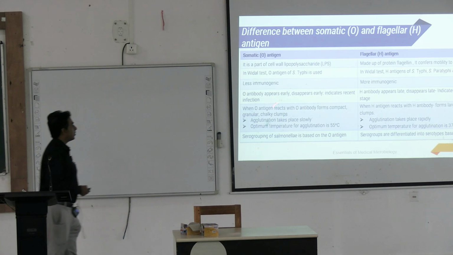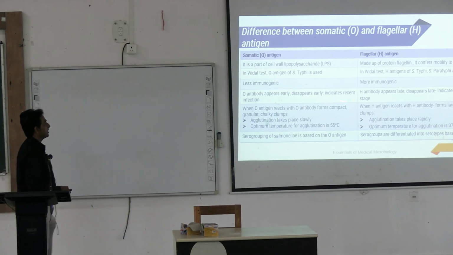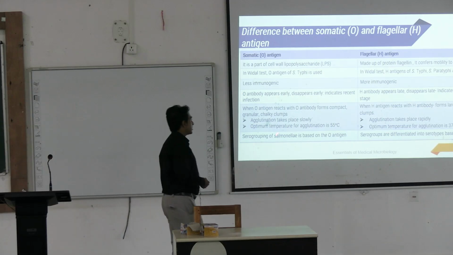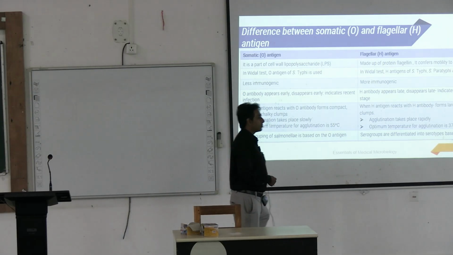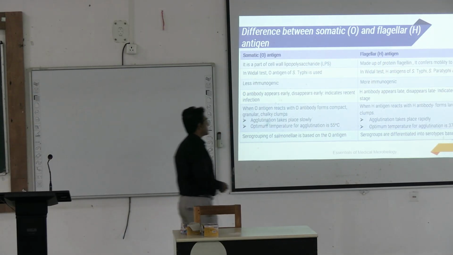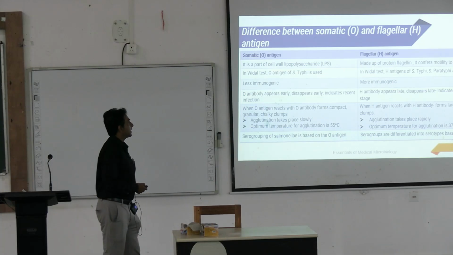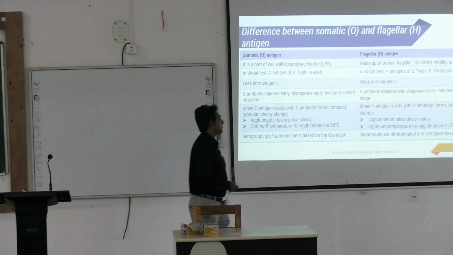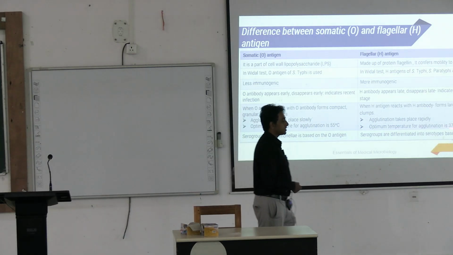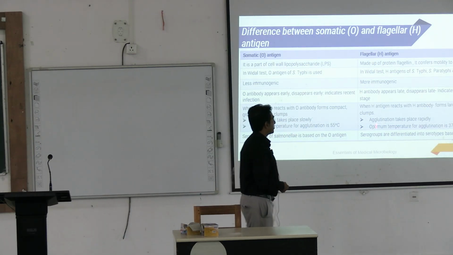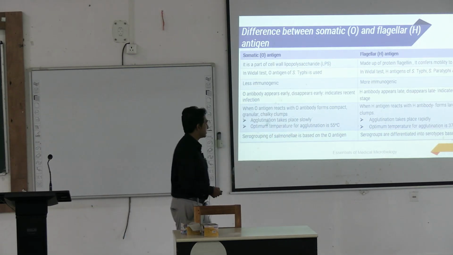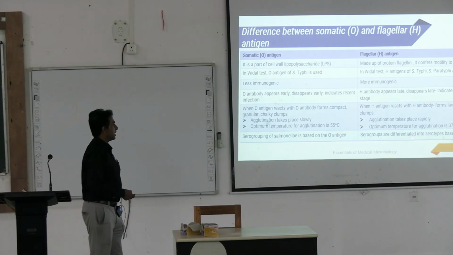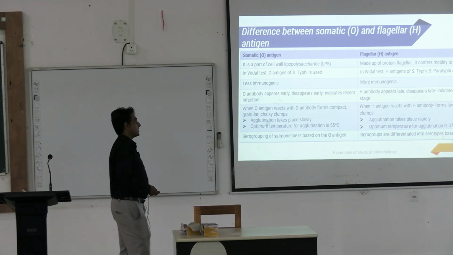When the O antigen reacts with the O antibody, they form compact granular chalky clumps. Agglutination takes place slowly, and the optimum temperature for agglutination is 55 degrees Celsius. When the H antigen reacts with the H antibody, they form large, loose, fluffy clumps. Agglutination takes place rapidly, and the optimum temperature for agglutination is 37 degrees Celsius. Serogrouping is based on the O antigen and serotyping is based on the H antigen.